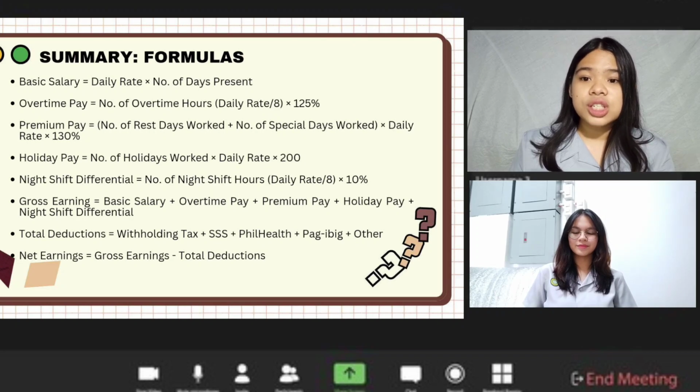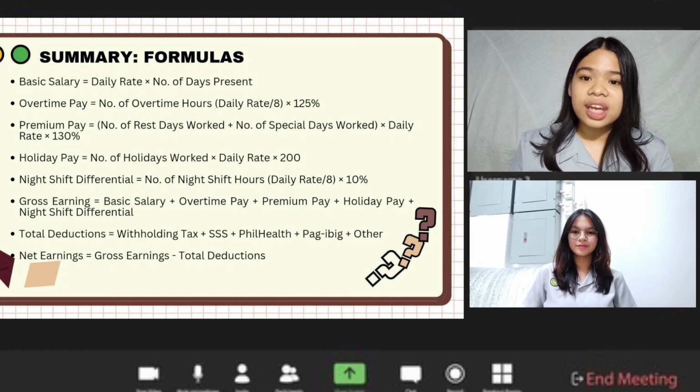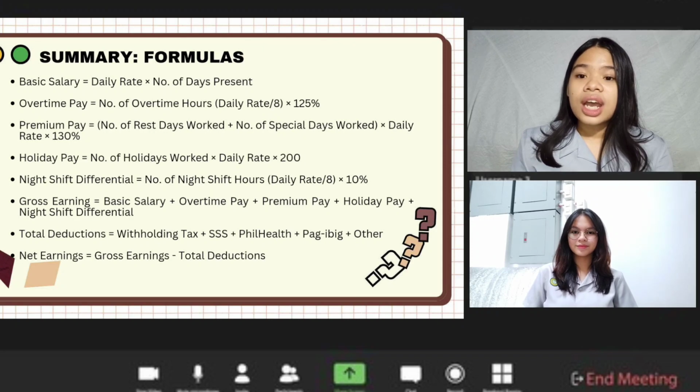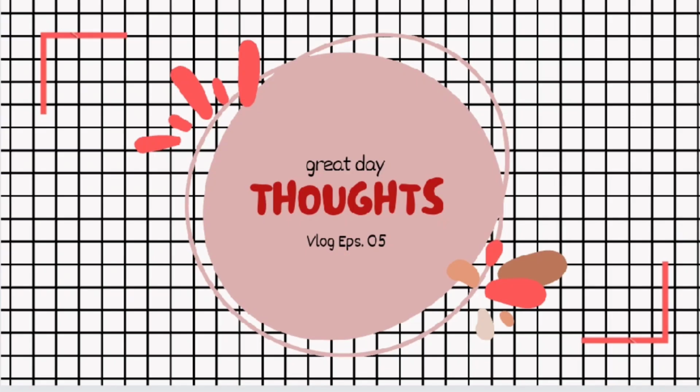To compute for the gross pay, you need to add the basic salary, overtime pay, premium pay, holiday pay, and night shift differential together. To compute for the total deductions, you need to add the withholding tax, SSS, PhilHealth, Pag-ibig, and others together. And to compute for the net earnings, you need to subtract the total deductions from the gross earnings. This is all for the summary, fellow students. I hope that you've learned a lot.